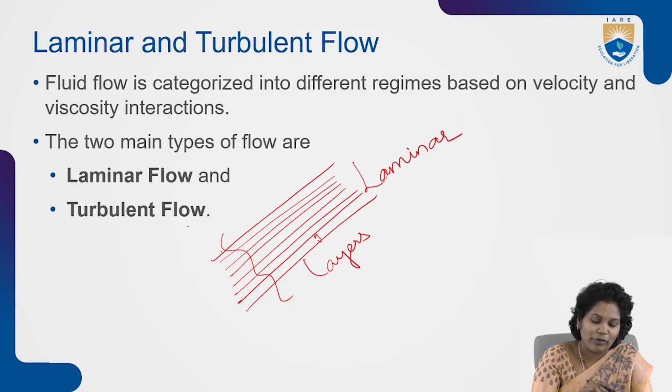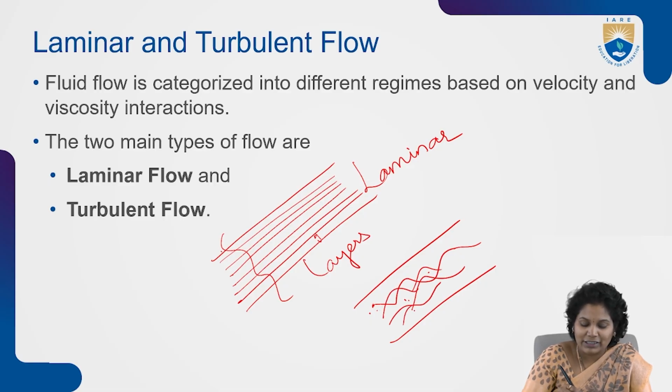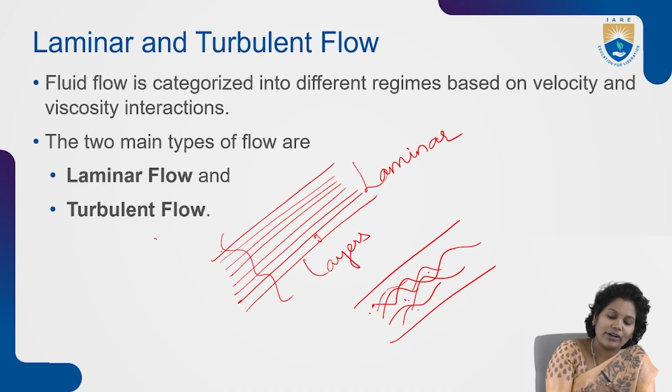And here is a turbulent flow. Turbulent flow means the fluid particles are not moving in a straight line. The particles are moving in a zigzag manner because it is not a well-defined path. It is a disturbed flow. The particles are jumping from one point to another point, in a zigzag manner, not in a straight path. It is an undefined, irregular path. This is turbulent flow.